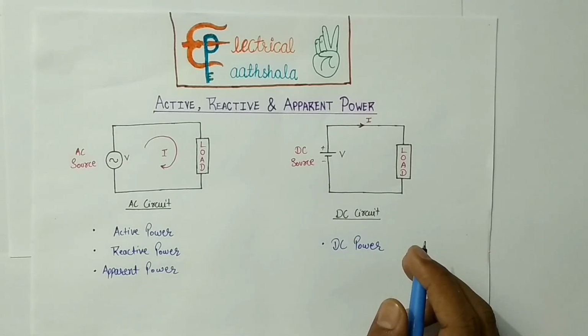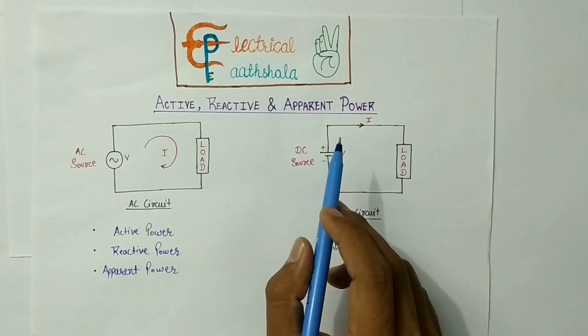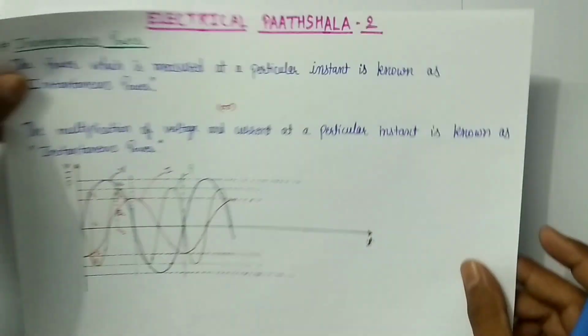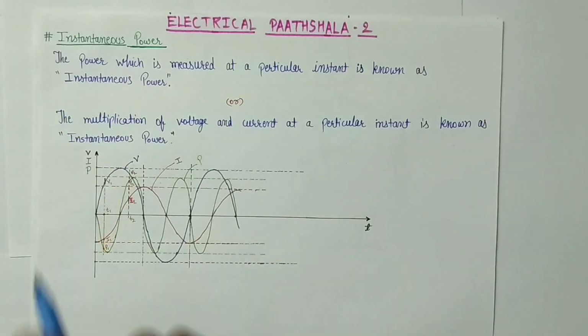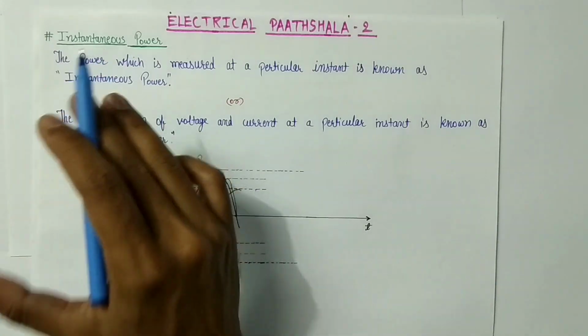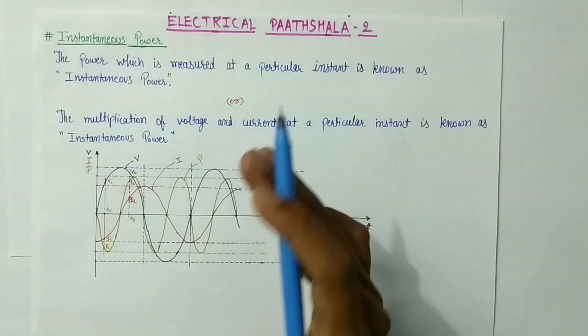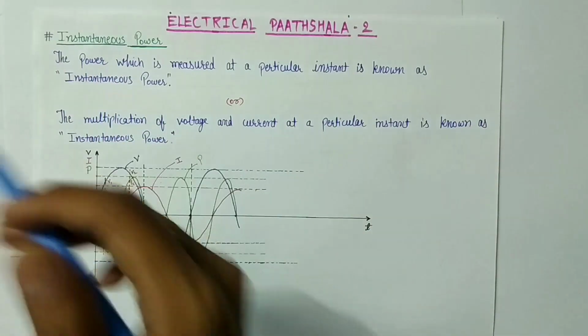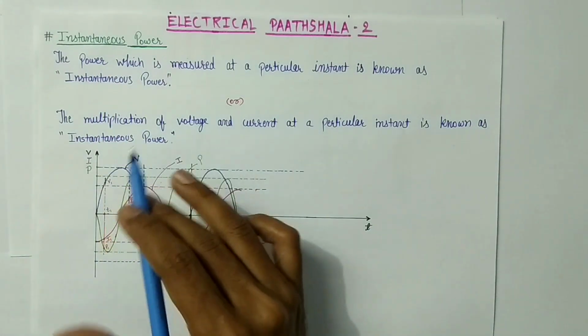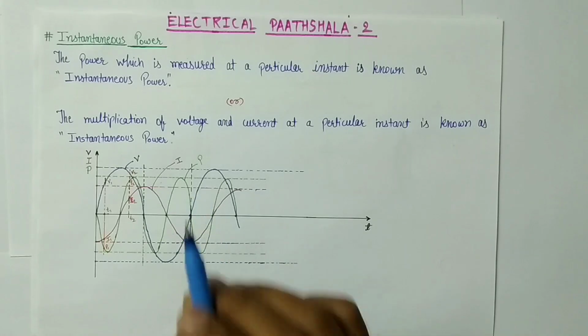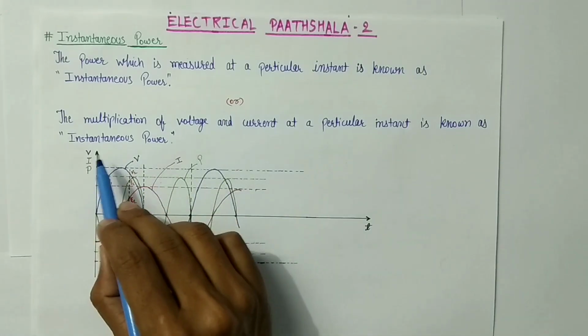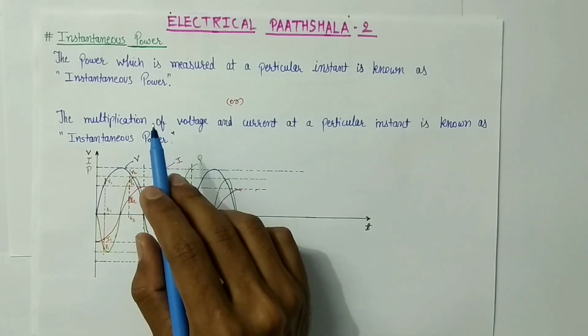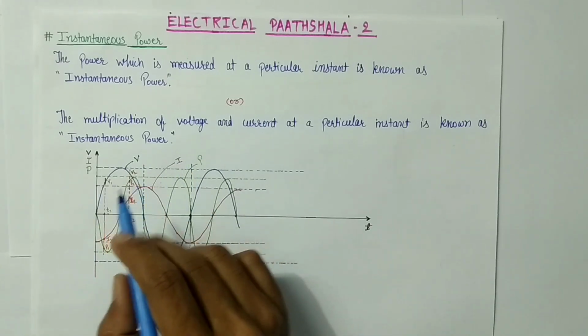So moving on, before studying active, reactive and apparent power, we should know what is instantaneous power. So what is instantaneous power? The power which is measured at a particular instant of time is known as instantaneous power, or we can also say that the multiplication of voltage and current at a particular instant of time is known as instantaneous power. So to understand this, let's take the example.